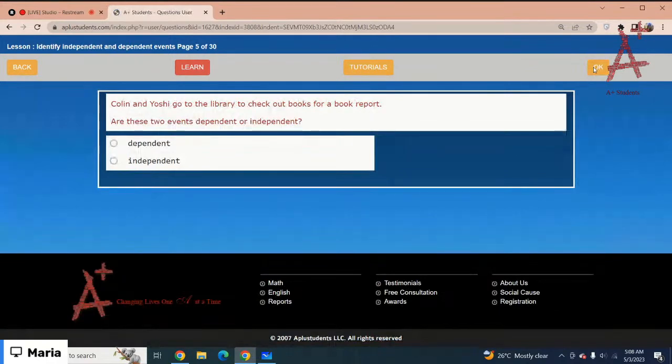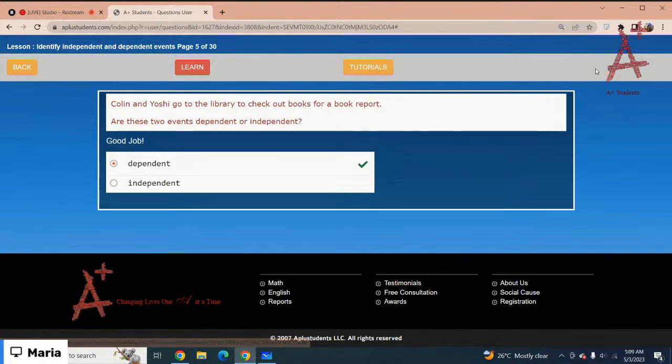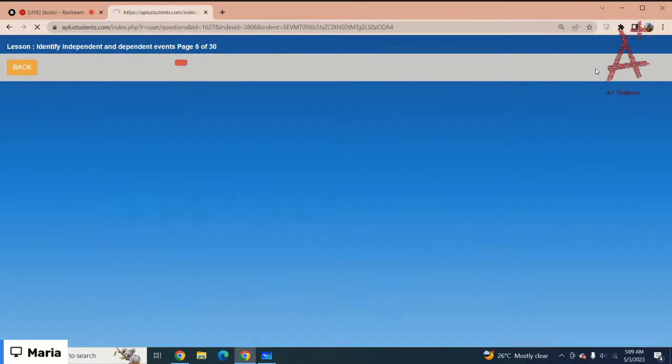Colin and Yoshi go to the library to check out books for a book report. Are these two events dependent or independent? They are dependent events because the book Colin got, Yoshi didn't get the same book, so it would be a dependent event.